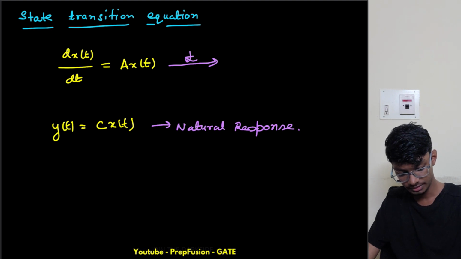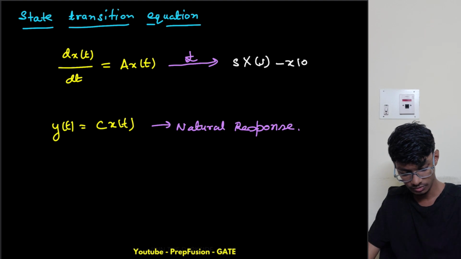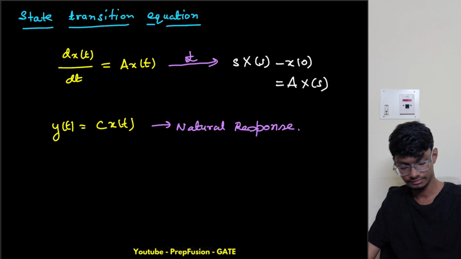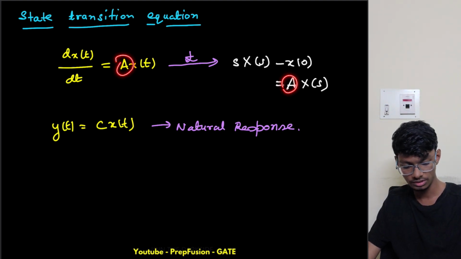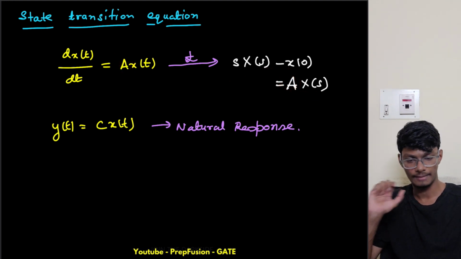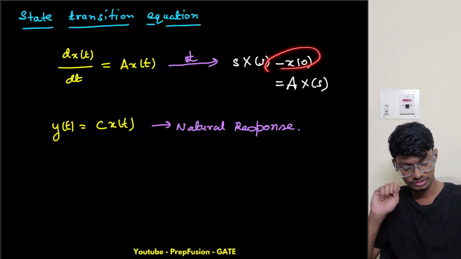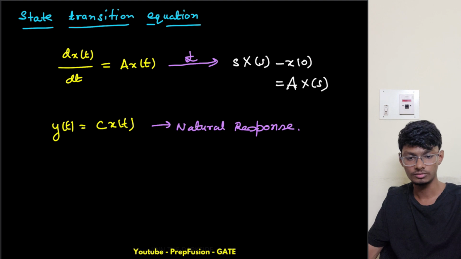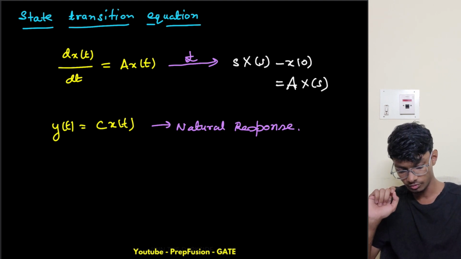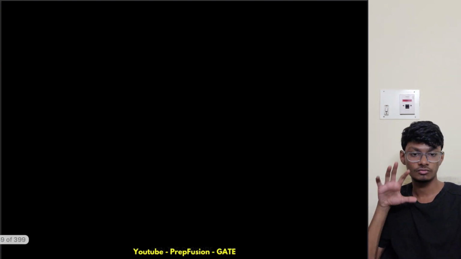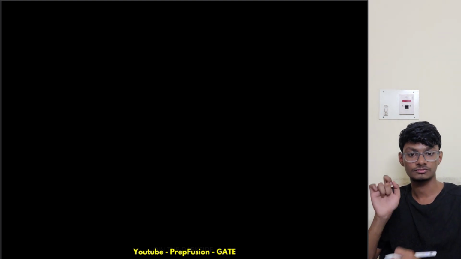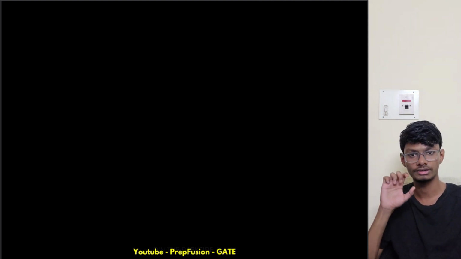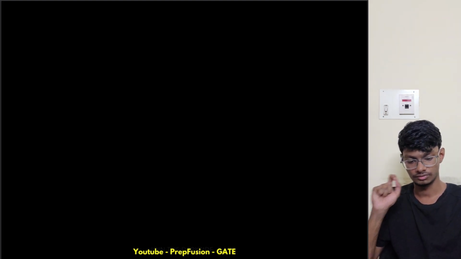I will get simply sX(s) minus X(0) equals A times X(s), right? So this A is just a constant matrix, so this A can come out, and the other things I converted into the Laplace domain. Now why this X(0) came, I've already explained, but I will explain it once more. This X(0) won't come in one of the cases, and those who have already learned Laplace will understand.